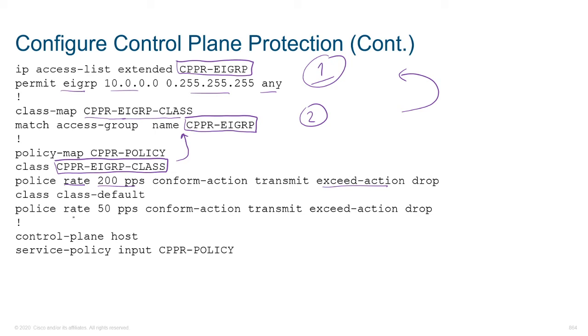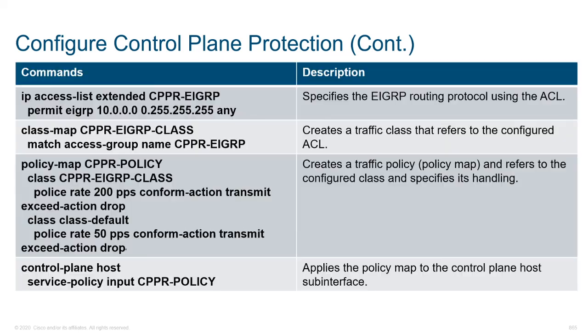And we also have an example of a rate limit for 50 packets per second. Again, we are going to be dropping it if we exceed that action. So that was step 3. And then the very last step, which is step 4, is associating it or tying it to one of the 3 sub interfaces. So in this case, we are tying it to the control plane host sub interface.